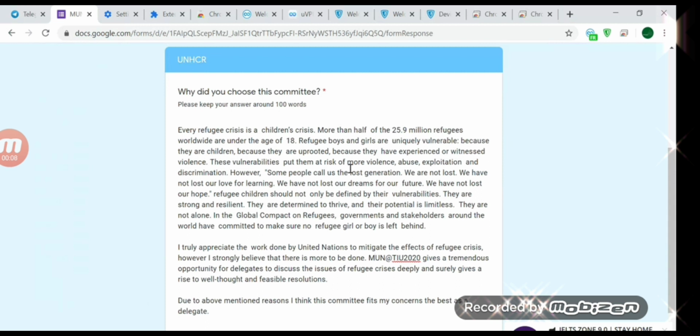every refugee crisis is a children's crisis. Since the main idea of our committee is about the children's refugee crisis, it's very important to make your first sentence related to this topic, because the first sentence of the essay is the most important part. Whenever the person who is evaluating your essay is reading it, the first sentence is the most captivating part that's going to take his or her attention, and she just keeps reading on.